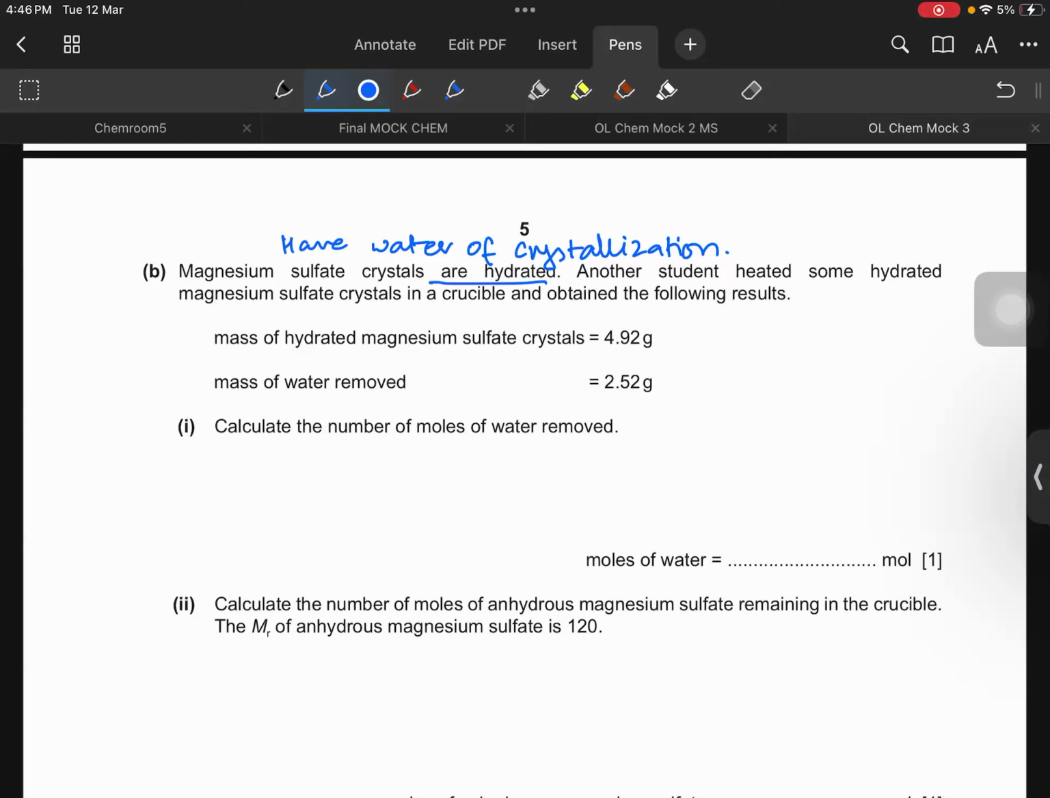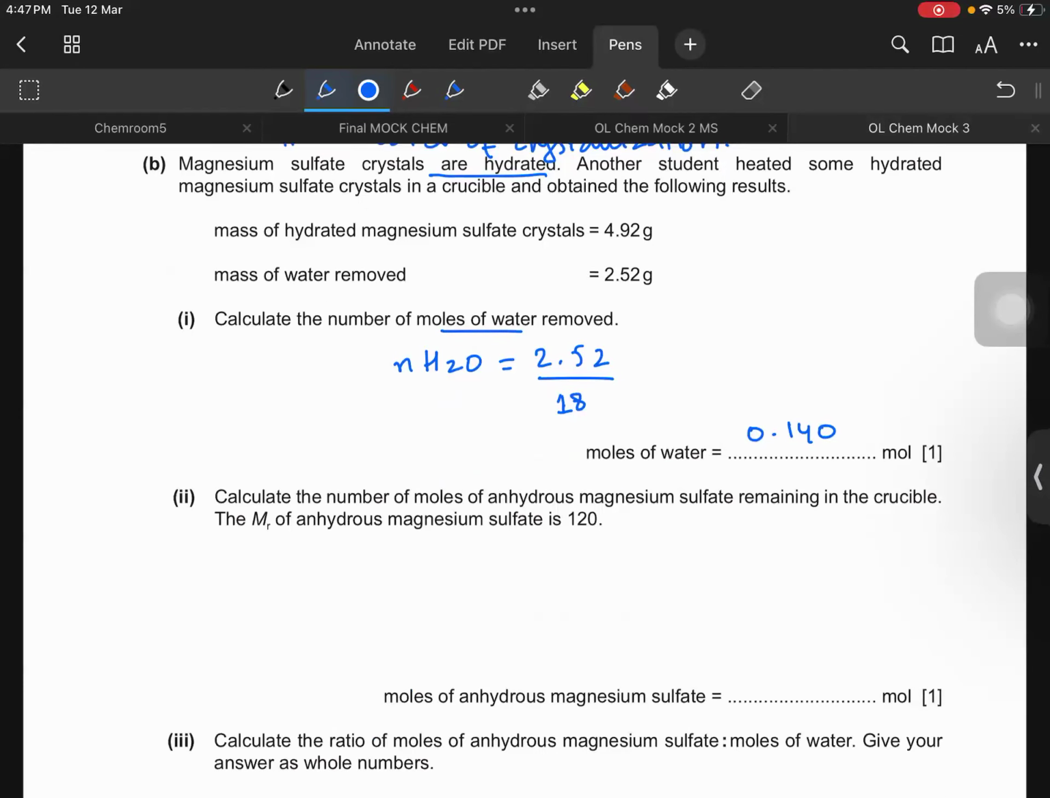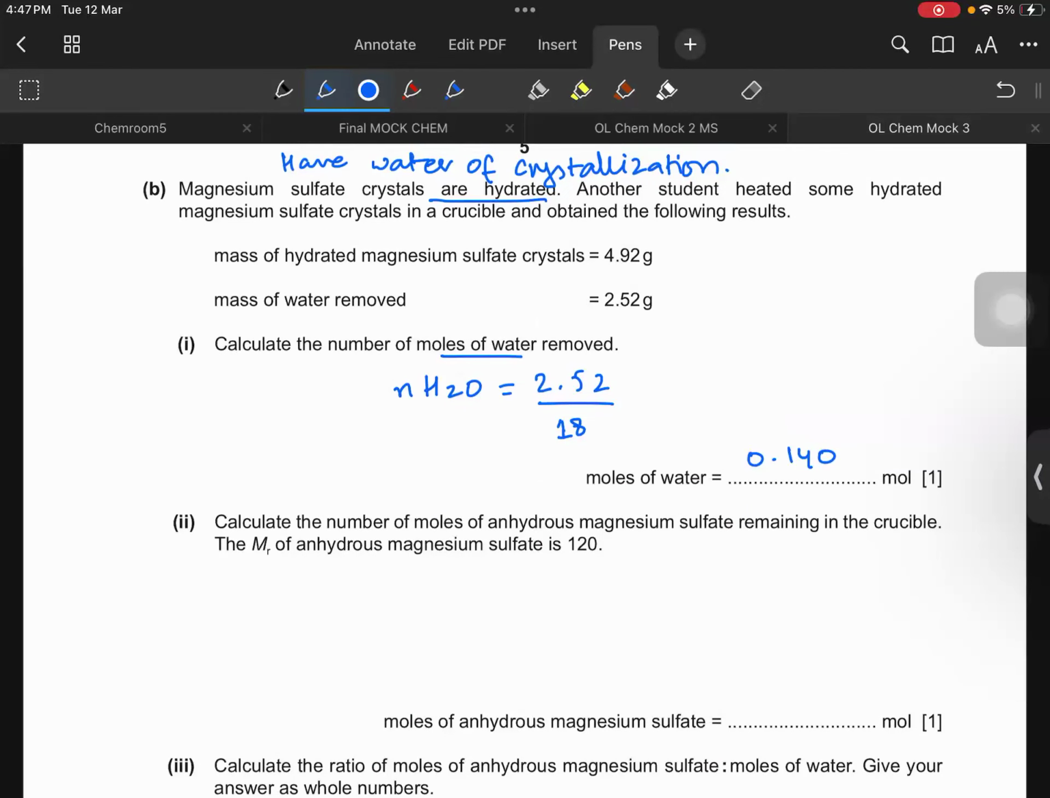Another student heated some hydrated crystals in a crucible and obtained the following results. Calculate the number of moles of water removed. What was the mass at first and how much was removed? Sir, removed is 2.52. And how do I find moles of water? Mass over Mr. 2.52 divided by 18 is 0.140 mole.